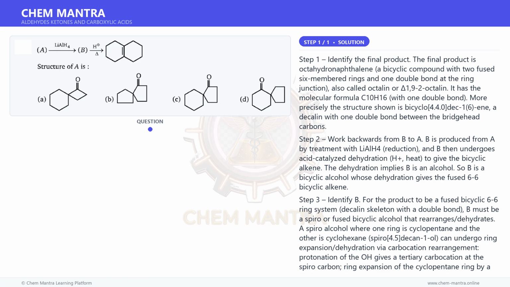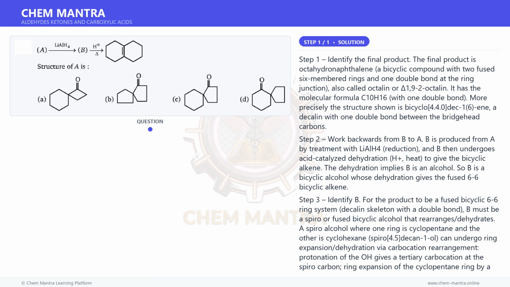Step 4. Identify A. LiAlH4 reduces a ketone to an alcohol. So A must be the ketone corresponding to B. If B is spiro[4.5]decan-1-ol, cyclohexane spiro joined to cyclopentanol, then A is spiro[4.5]decan-1-one, the ketone, cyclopentanone ring spiro fused to cyclohexane. This matches option D, a cyclohexane ring spiro fused at C1 of a cyclopentanone.